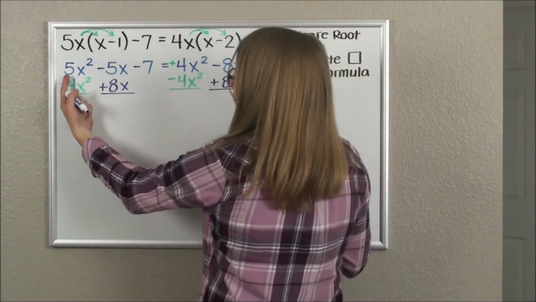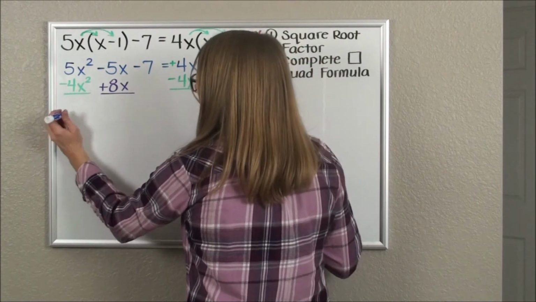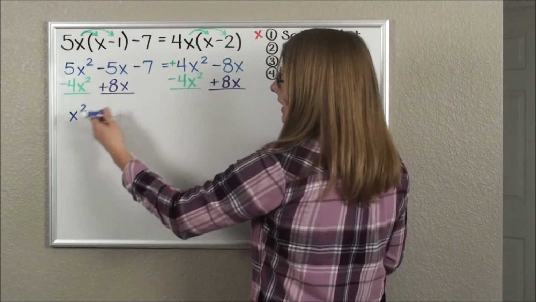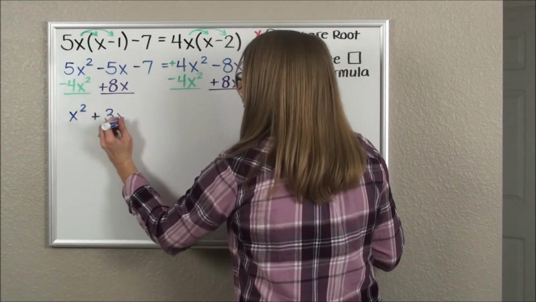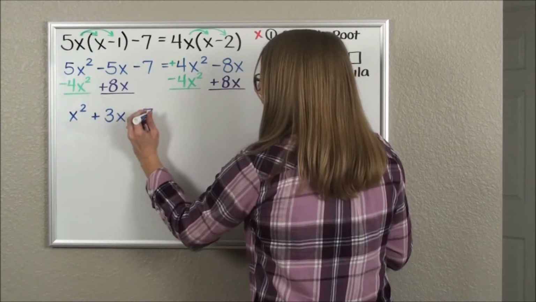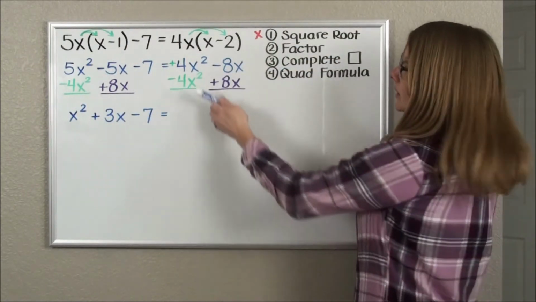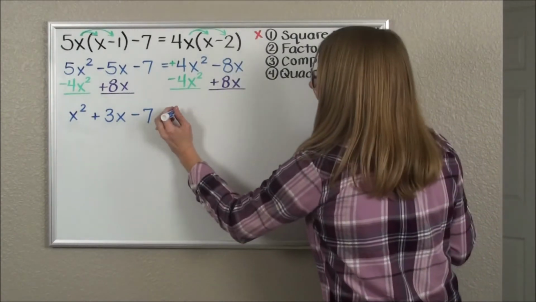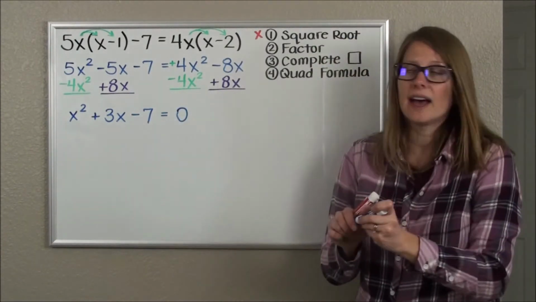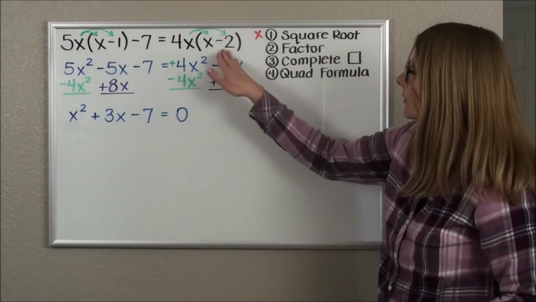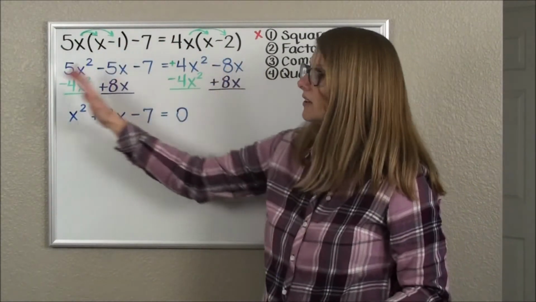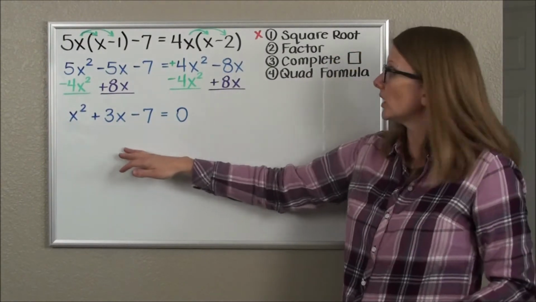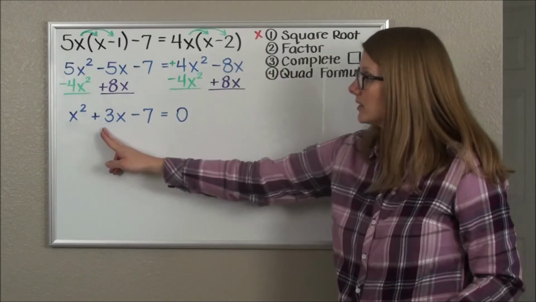On the left, we have 5x squared minus 4x squared. That's just 1x squared. We have negative 5x plus 8x. That's plus 3x, and then we had the minus 7. This is now equal to 0 because 4x squared minus 4x squared cancels, and negative 8x plus 8x cancels. So now we have cleaned this equation up quite a bit. We've gotten rid of the parentheses, we've pushed everything to one side and combined all the like terms that we can. So now comes the question, can we factor this polynomial?